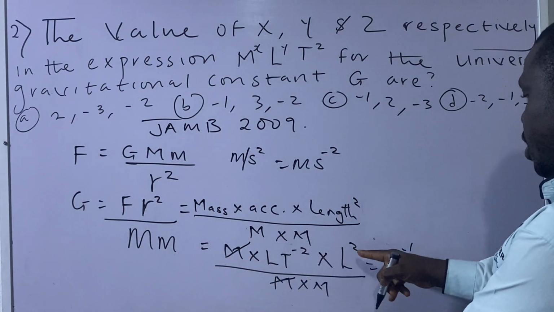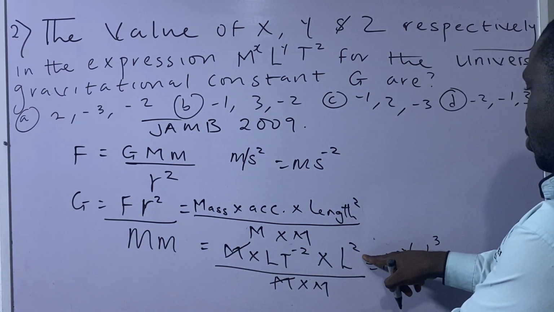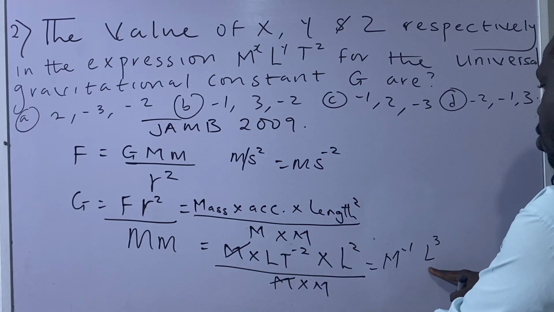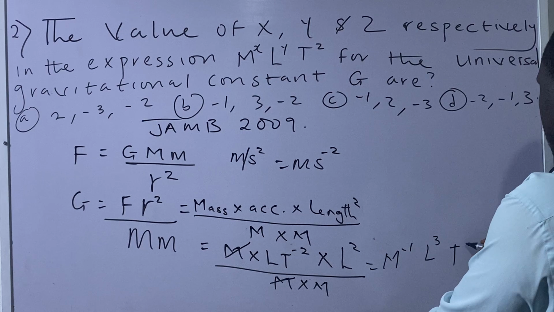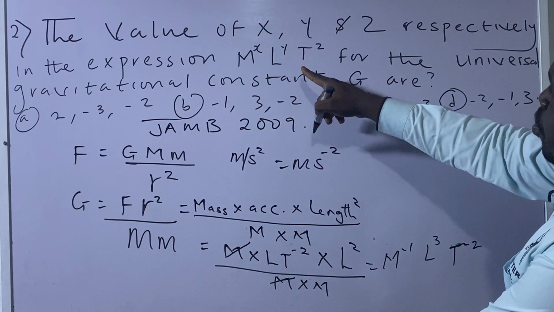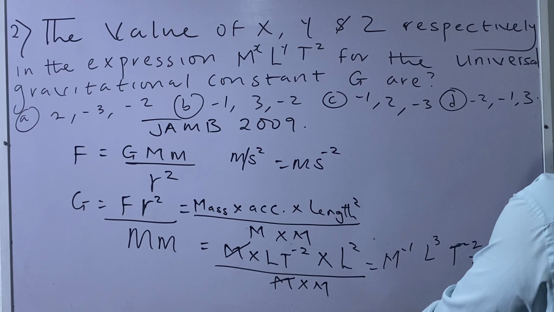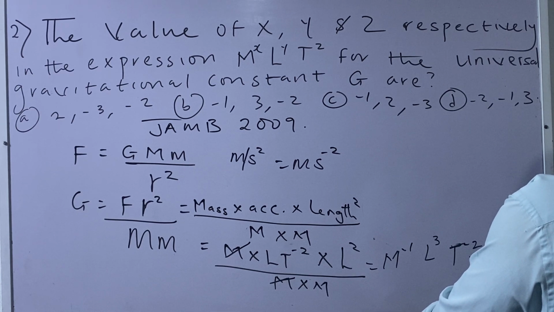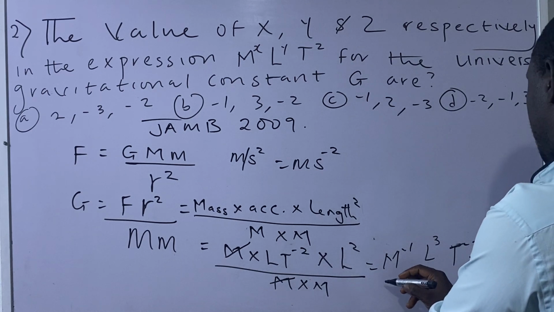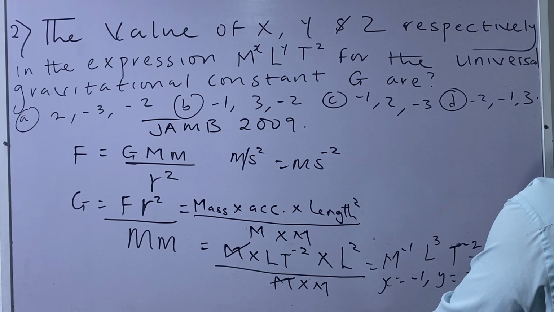And then what happened to L? I am having L to be 3. How? 1 L here, 2 L here. From the law of indices, it becomes 3. Then T is now minus 2. So if you compare to what we have, M^x, L^y, and T^z, it means that my x is minus 1, my y is 3, my z is minus 2.